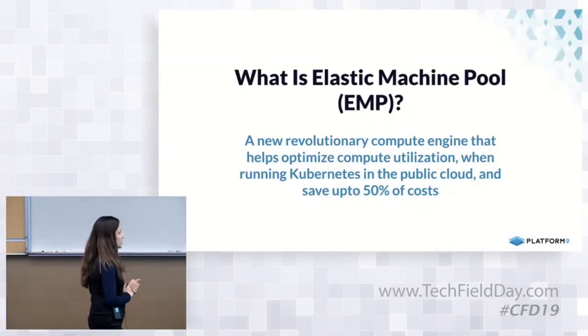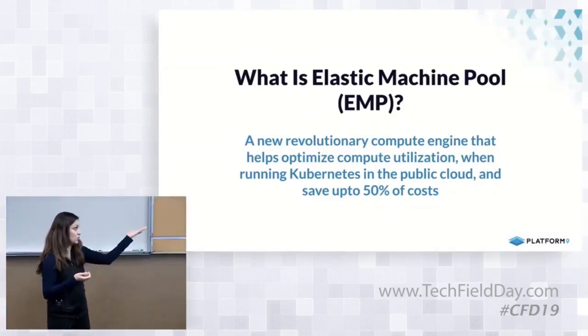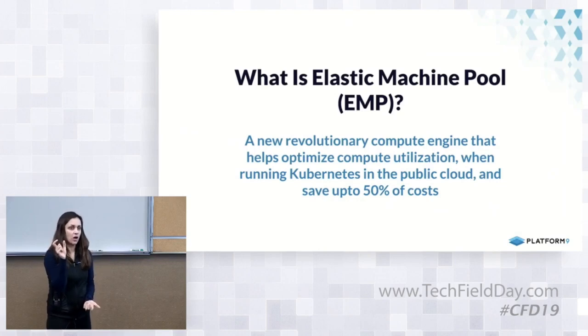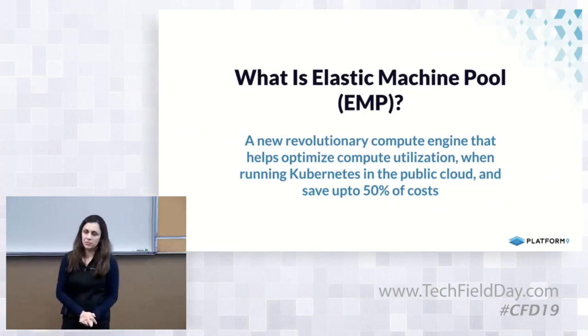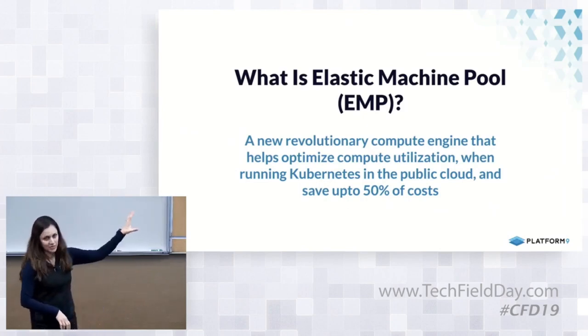Okay, so let's start with the first question. What is EMP? EMP, in a nutshell, is a new, we think revolutionary, compute engine that is specifically focused on helping you optimize compute utilization when running Kubernetes in the public clouds. And as a side effect, we hope to also help save people about 50% or more of their cloud Kubernetes costs. That is the core of what EMP does.